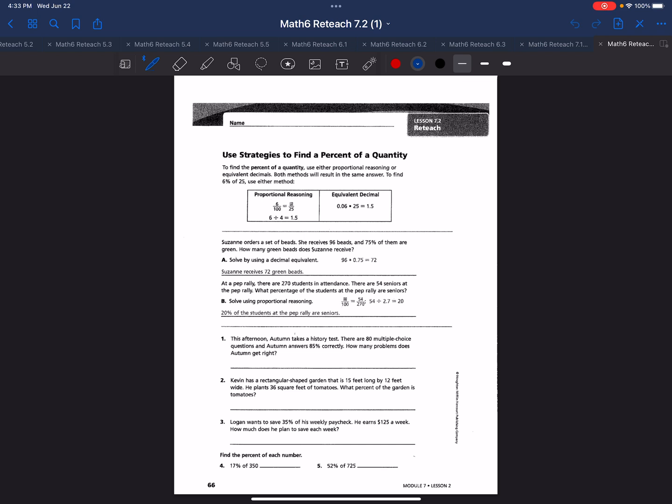I encourage you to pause this video and complete these problems on your own. If you'd like to reference some similar ones, they will be on homework page 219 for this lesson. To find the percent of a quantity, we have two strategies here: proportional reasoning or equivalent decimals. Both methods will result in the same answer.